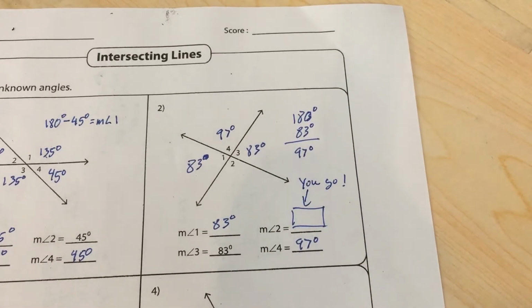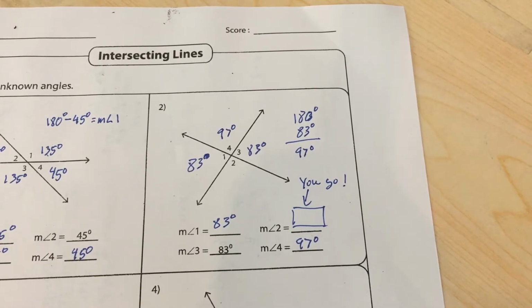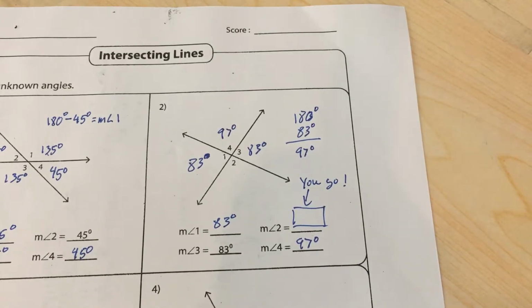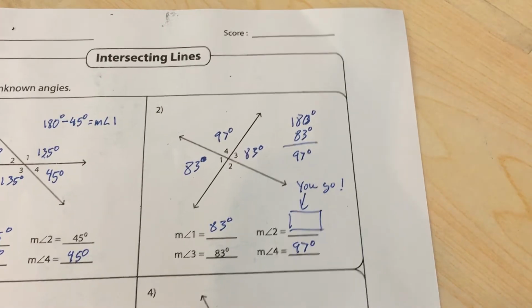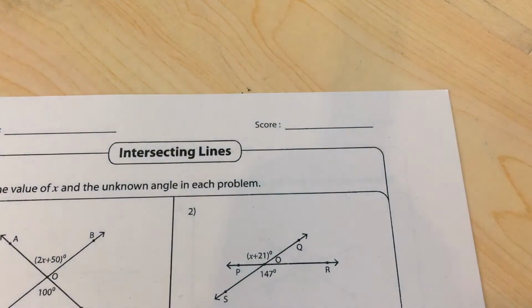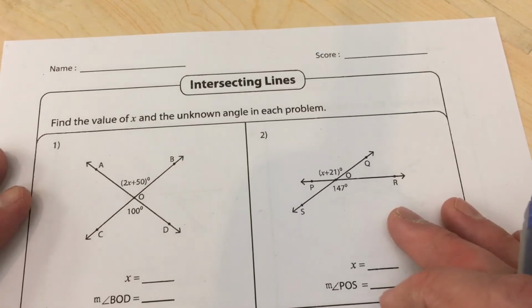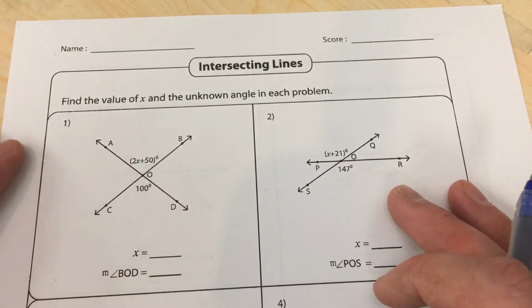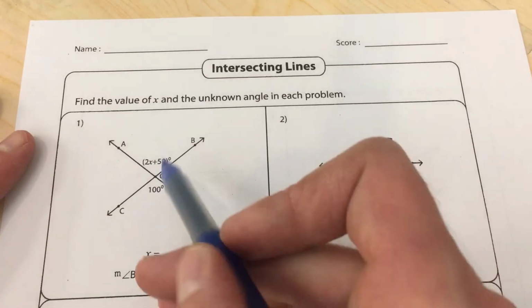All right, so let's get into a couple of your homework problems that you're going to be given, because I think that once you get to that point and you understand that the opposite angles are congruent to each other, we can start getting into problems that are a little bit more complicated. Okay, so this one, we have our vertical angles here.